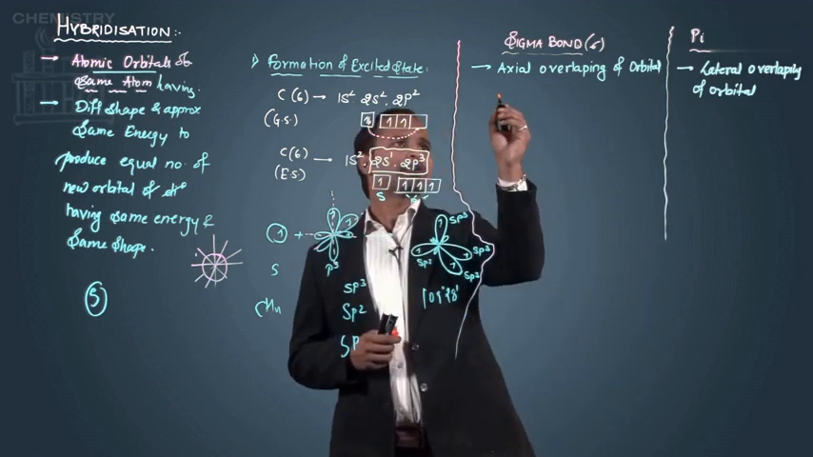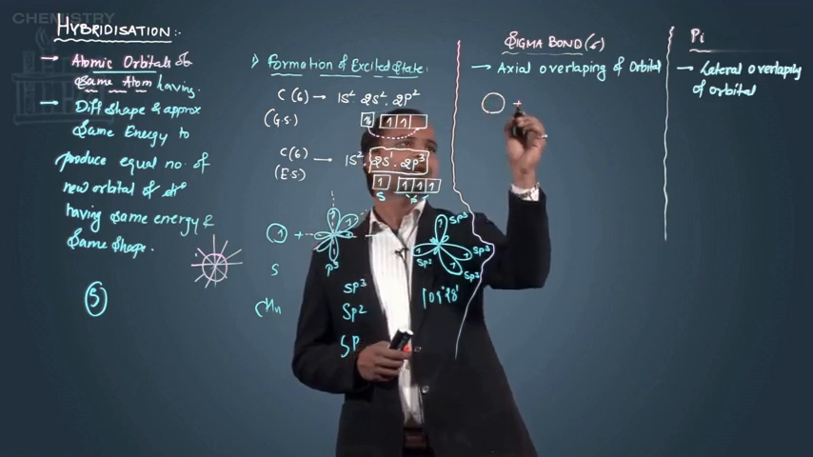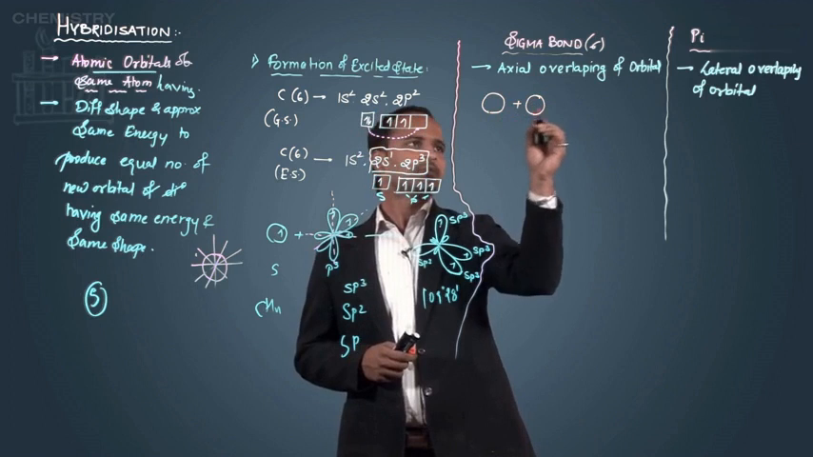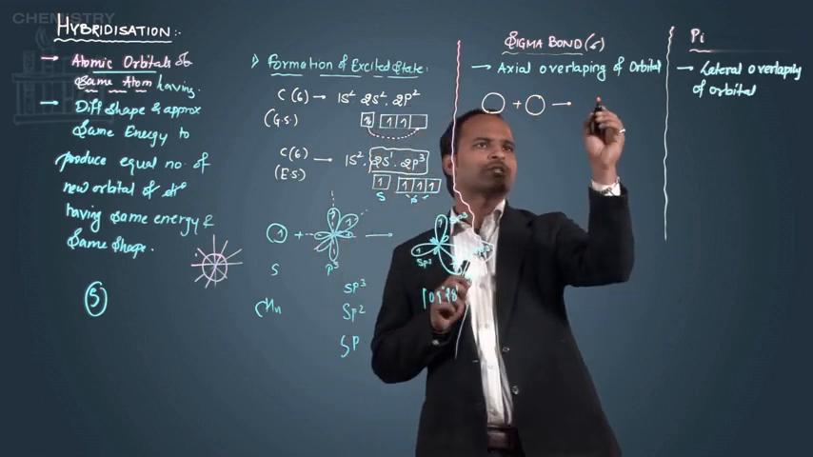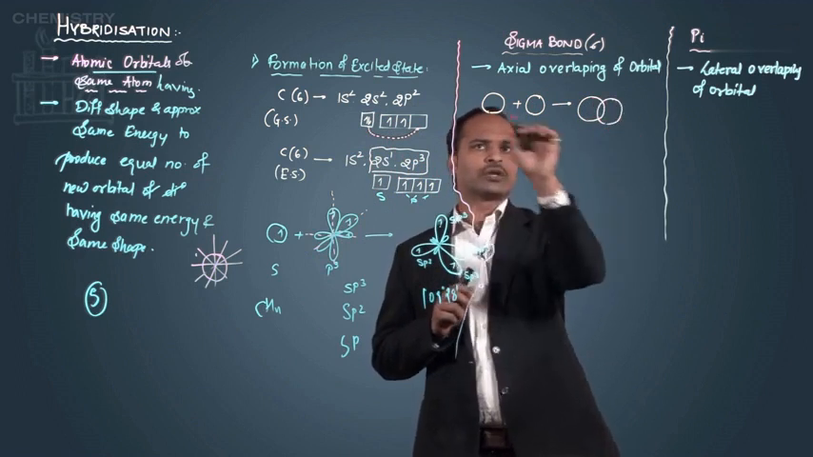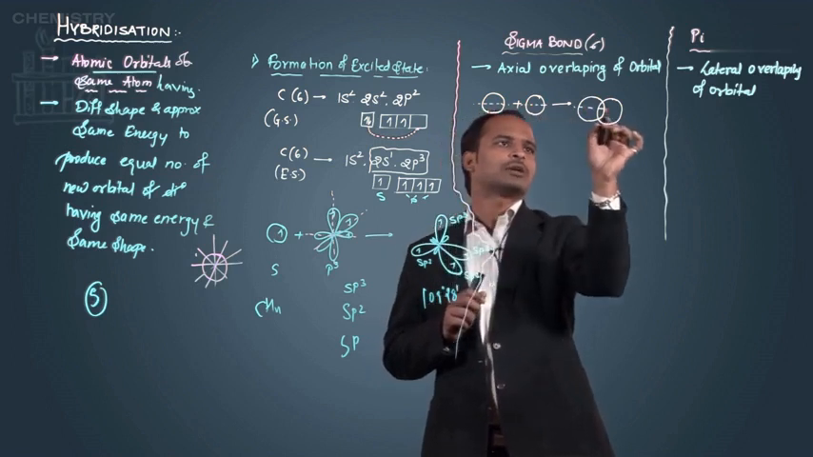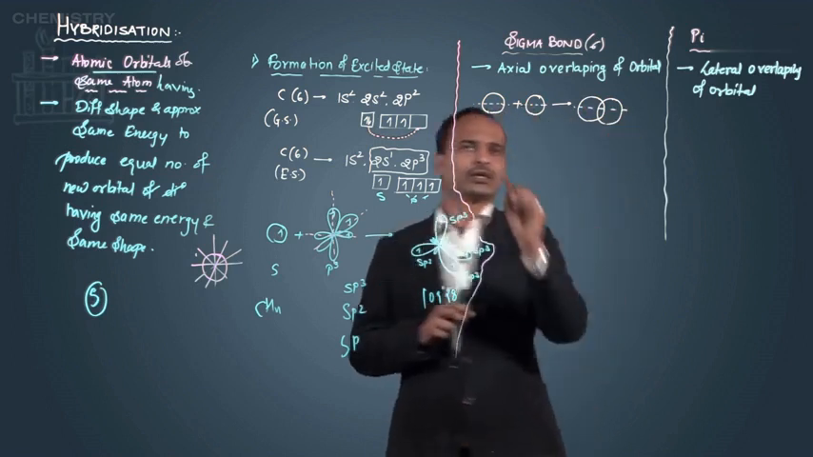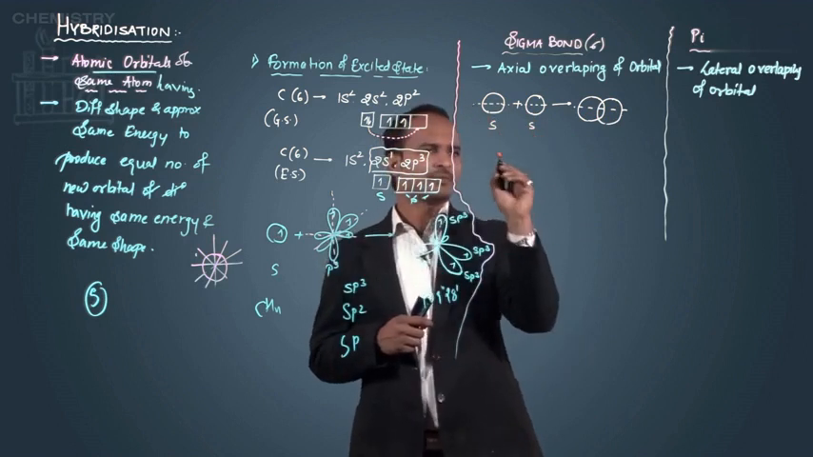Now for an example of a sigma bond, whenever two s orbitals overlap, this is the first s orbital, this is the second s orbital. As I said, in the case of an s orbital, whenever it overlaps, the bond is going to be a sigma bond. Here this is the axis of this orbital, this is the axis of this orbital, so the overlapping is taking place on the axis. So whenever s orbitals overlap, it is a sigma bond.